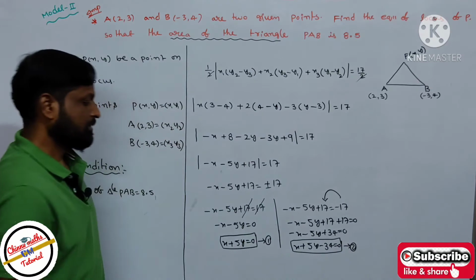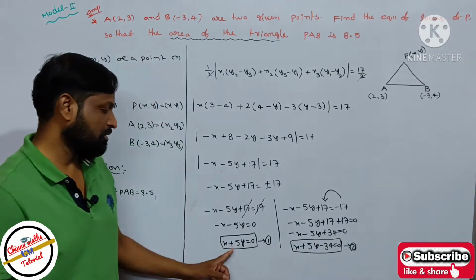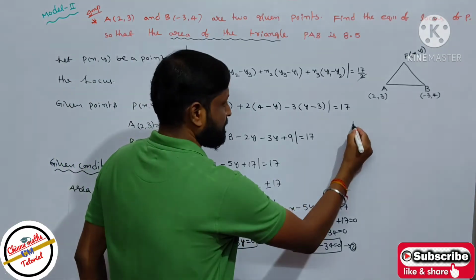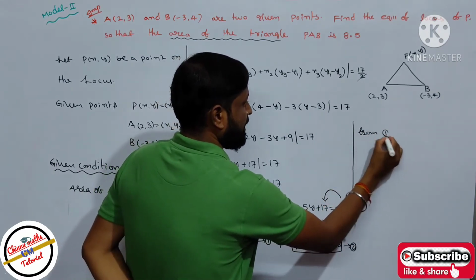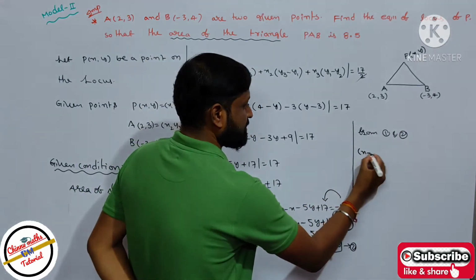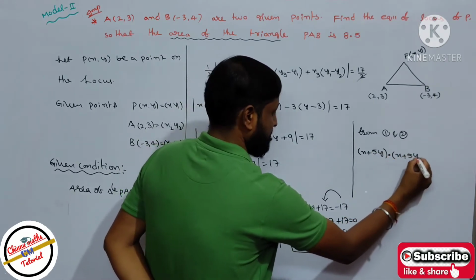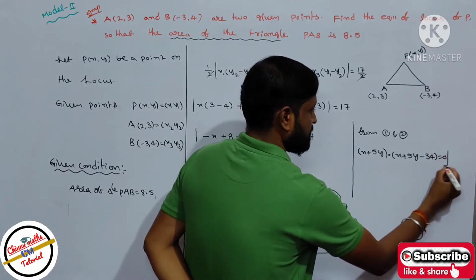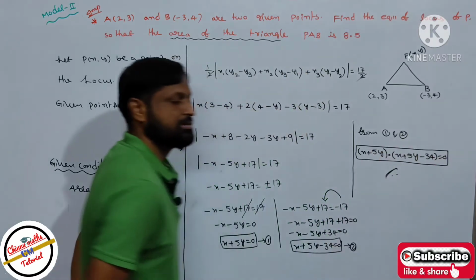See here, the first equation is 0, the second equation is equal to 0, means the product of these two equations is also 0. For this condition, from 1 and 2, you can write the product of the two equations, x plus 5y into x plus 5y minus 34 equal to 0. It is our required equation of the locus.